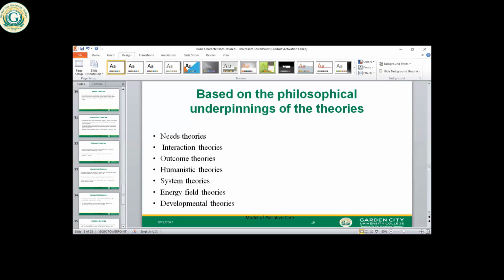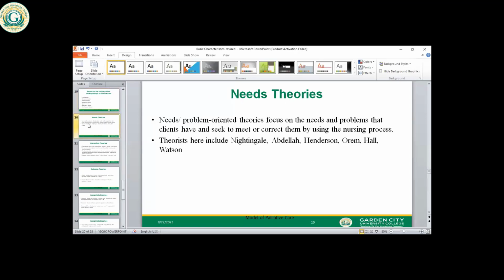By the close of today, I will make available the topics for the theories for the various group presentations. As part of your presentation, you should let us know the type or category of theory your theory is about. If your theory is a need theory, you let us know. If it is a system theory or an energy field theory as well, you have to let us know. So we are going to look at the theories based on philosophical underpinnings, and the first one is the needs theory.